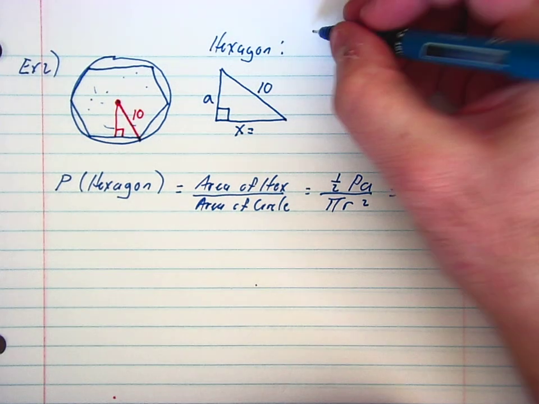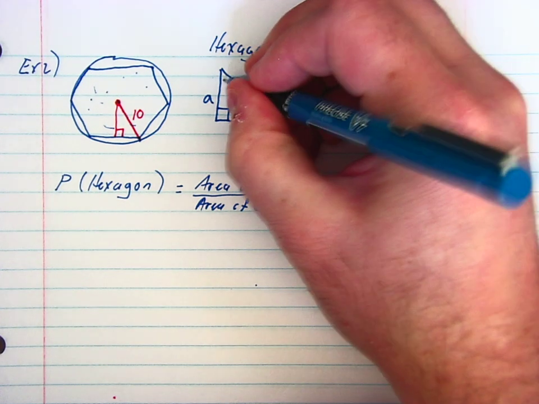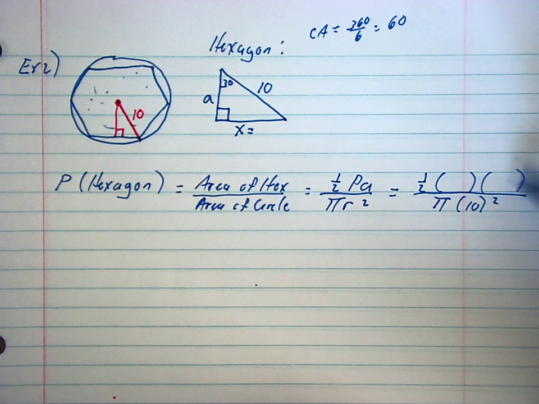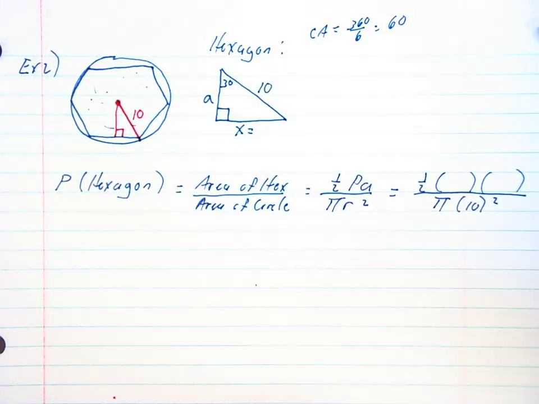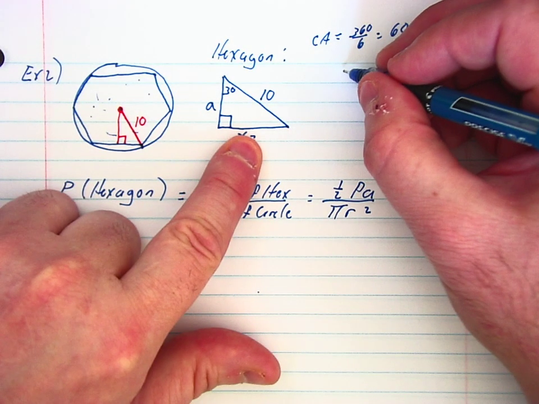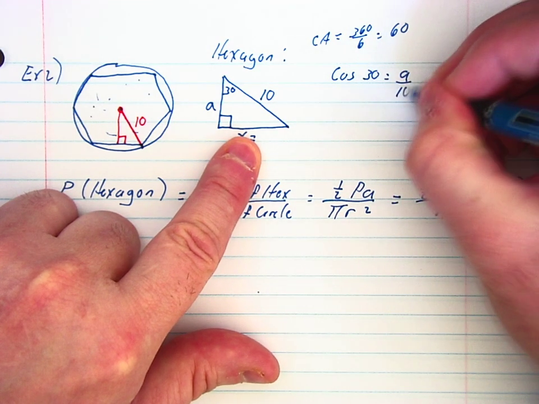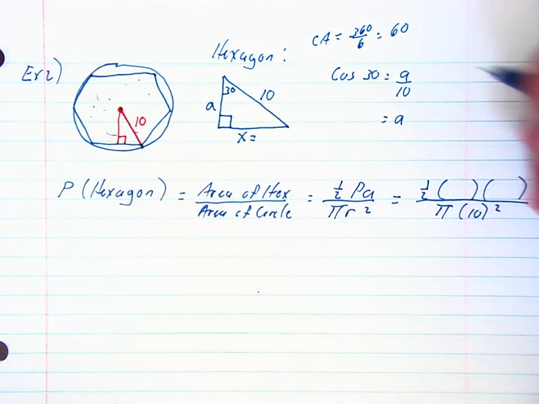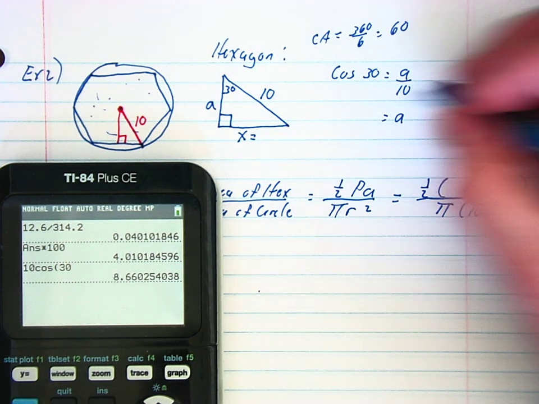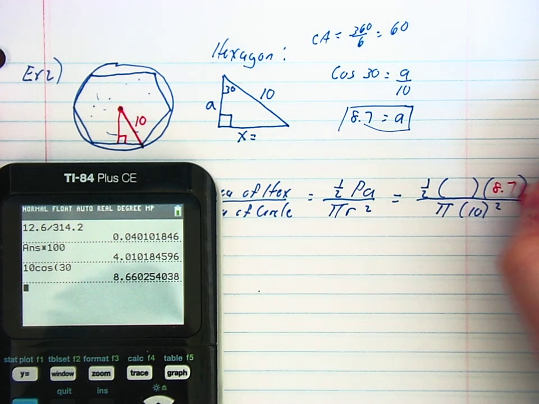So I'm going to find central angle is 360 divided by 6, which is 60. So that's a 30-degree angle. Now I can do trig to find my apothem, to put it here, and to find x, which will get me my perimeter. So it's all the same stuff we've been doing. So I'll do the apothem first. I'm going to go cosine of 30 equals a over 10. Multiply both sides by 10, and I'll know the apothem. So 10 times the cosine of 30 is 8.7. Good. So this apothem, 8.7.